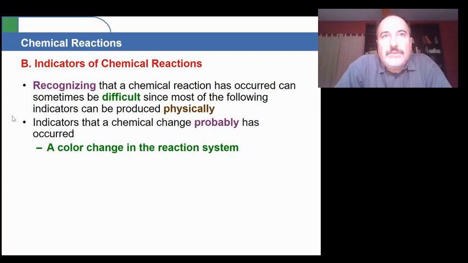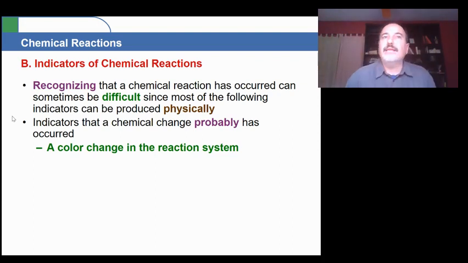First of all, a color change in the reaction system. Now, I'm not talking about an obvious color change, like if you have blue paint and you mix it with yellow paint, it ends up with green paint. I'm saying, what if you have a blue solution and you mix it with a yellow solution and it ends up orange or red or something unexpected. So in a way, it's an unexpected color change.